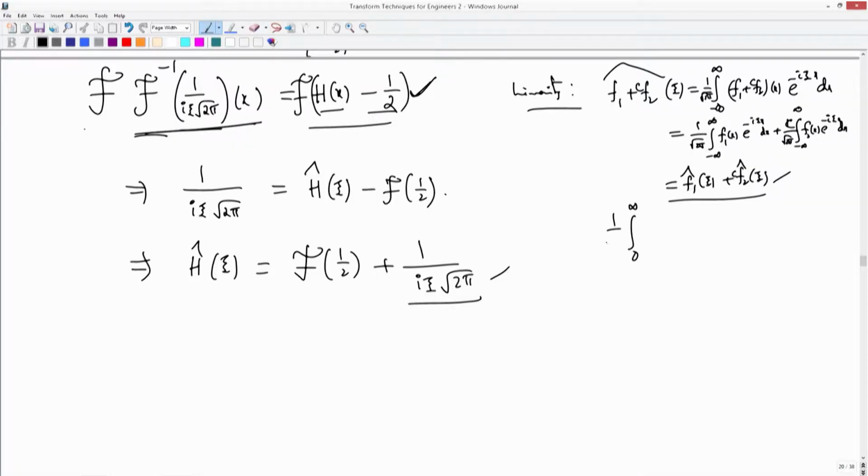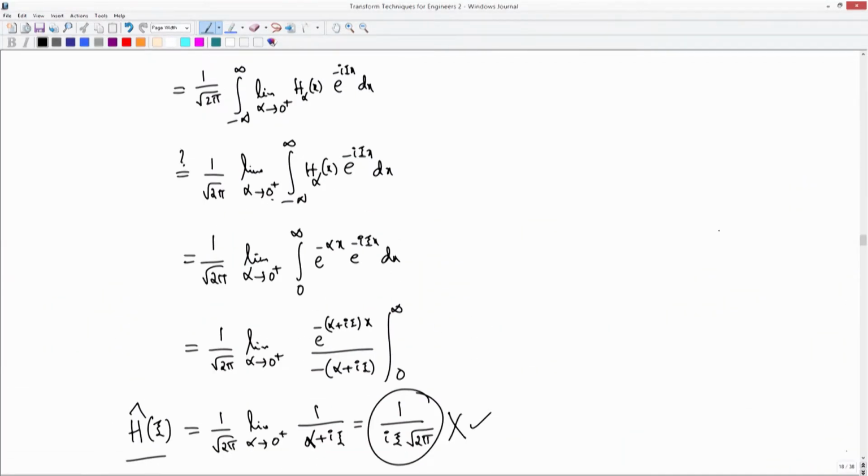But if you directly calculate it, that is the integral from 0 to infinity of 1 by root 2 pi e power minus i xi x dx. This is the definition, but the integral is not defined in the usual sense, so you do not have this h cap of xi as a usual function. That is expected, because the integral is not converging. So, we have done it in a different way.